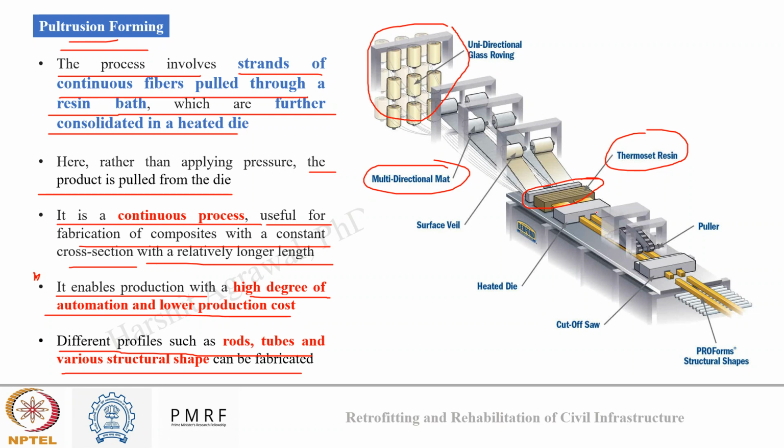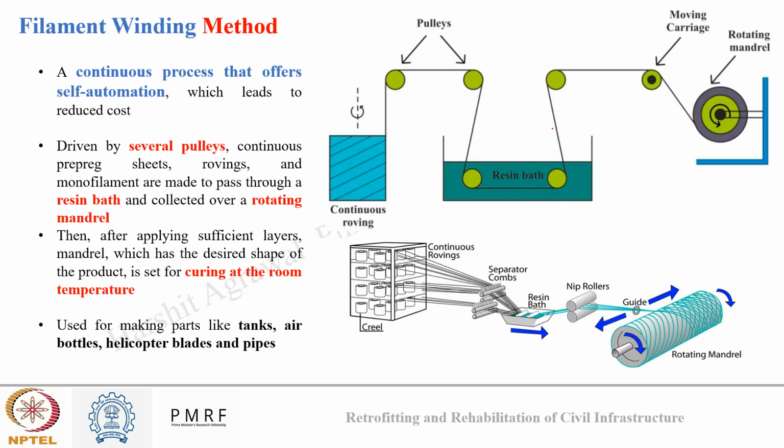Then the blended composite is pulled out of the heated die and it is cut using a saw cutter into the desired shape, and it will give me my desired profile of FRP. It can be a rod, a tube, or any structural shape. And since this whole process is automated, it will be used for large scale production of FRP composites. Okay. Now the third broad category of FRP manufacturing is the filament winding method.